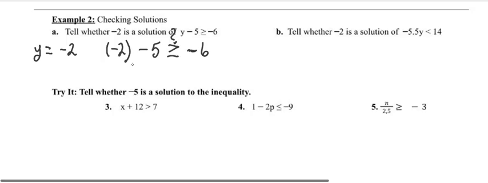Well, let's think. What is negative 2 minus 5? Negative 7, okay? So is negative 7 greater than or equal to negative 6? No, it is not, because negative 7 is lower than negative 6. If you think about it like temperature, it's lower. So is negative 2 a solution? No, that's not true. So we're going to write no, it is not a solution.